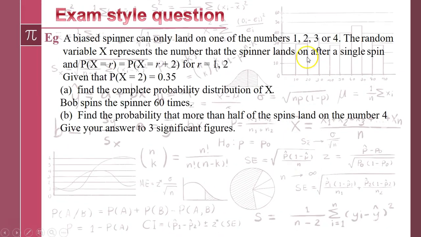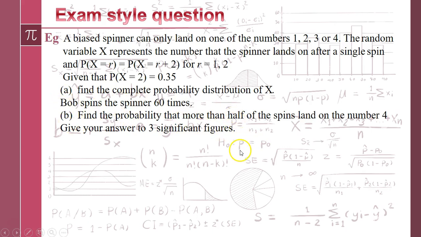So we've got a biased spinner that can only land on certain numbers, and we've got a random variable x that represents the number that the spinner lands on. And hopefully you might notice, if you watched the previous video, that this is a question that I used in my video on discrete random variables, and we've already done it. So you might be thinking, why did it include it again? Well, in the previous video, I adjusted it, and we did part A, but I took out part B.